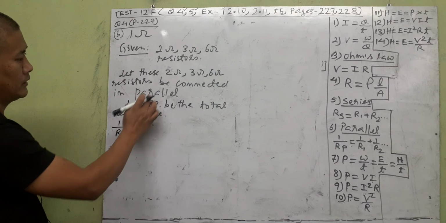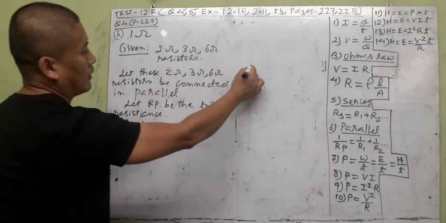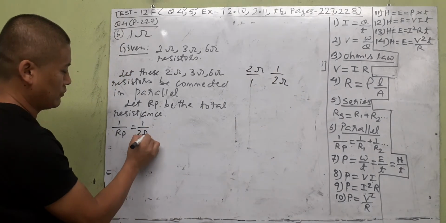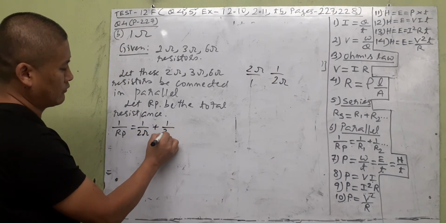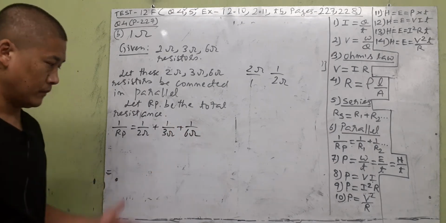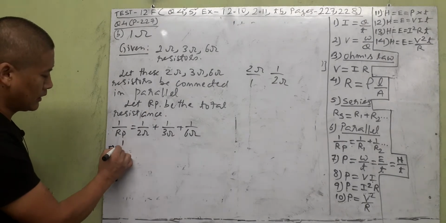RP we have decided here. This is called reciprocal of first one. This is 2 ohm by 1, so reciprocal is 1 by 2 ohm, plus reciprocal of the second one, plus reciprocal of the third one. This is the formula for parallel circuit.